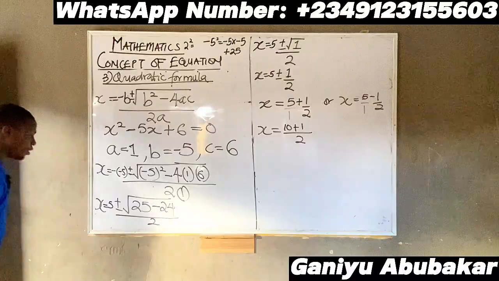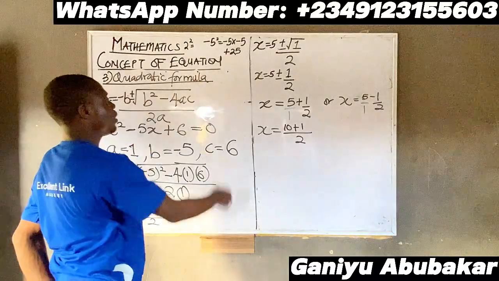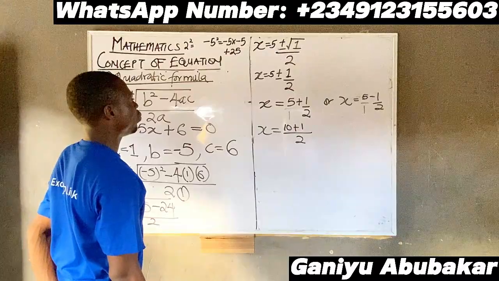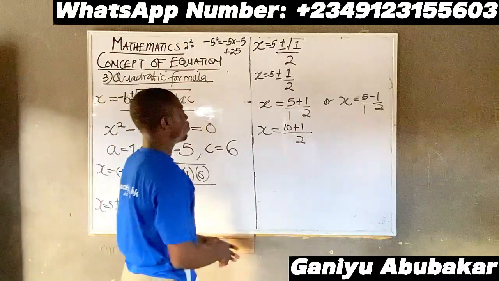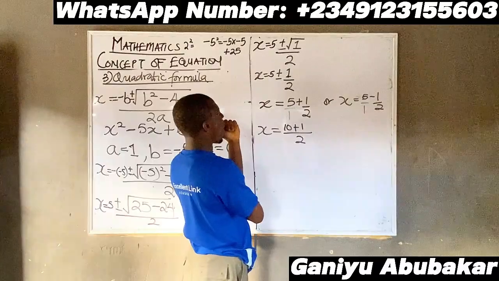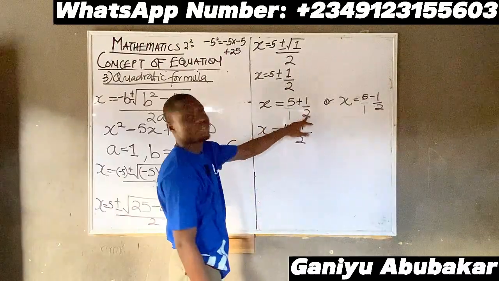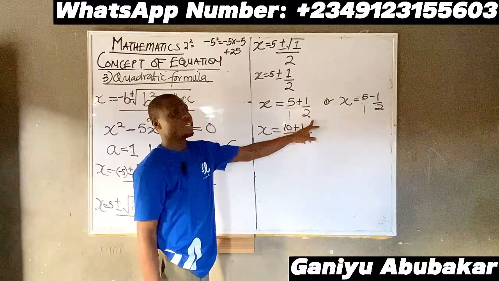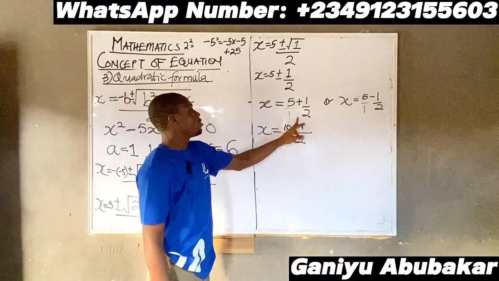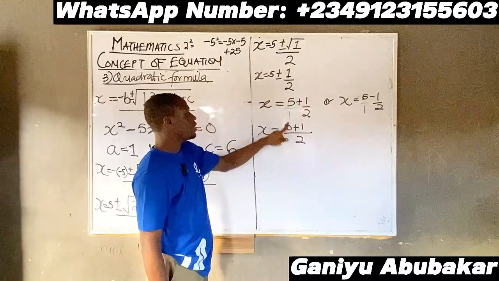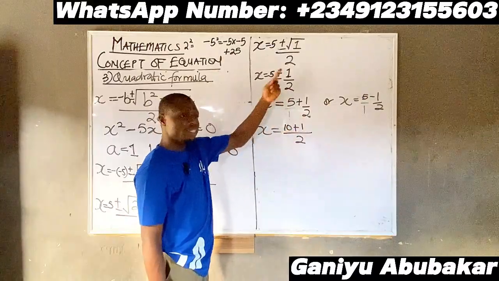So yes, we're good now. 5 plus 1 is equal to 6, divided by 2. That's 3. It's not the same thing as here. So 2 in 1 is 2, 2 times 5 is 10. So 2 in 1 is just the number 2.